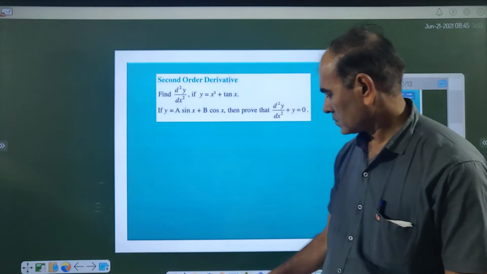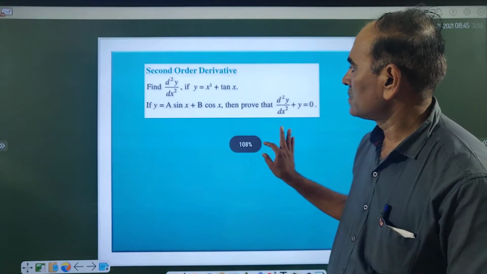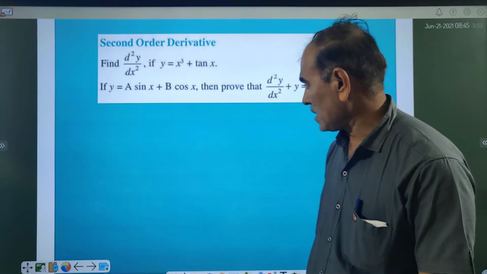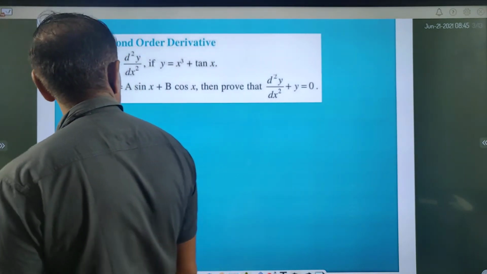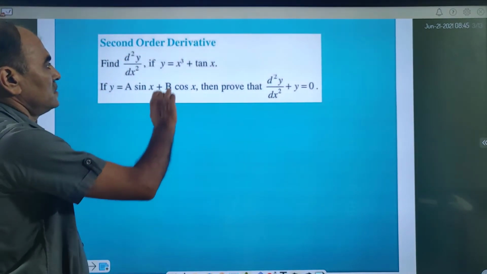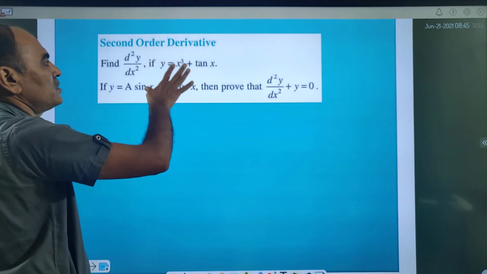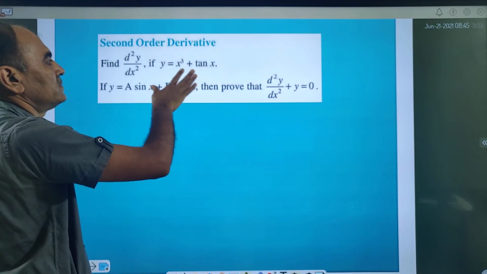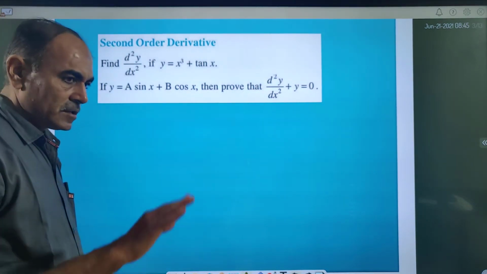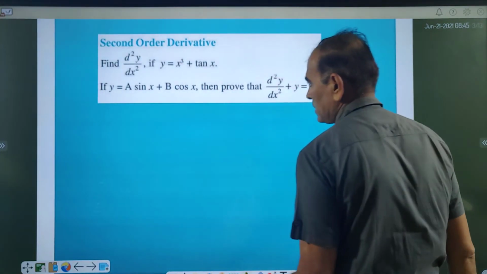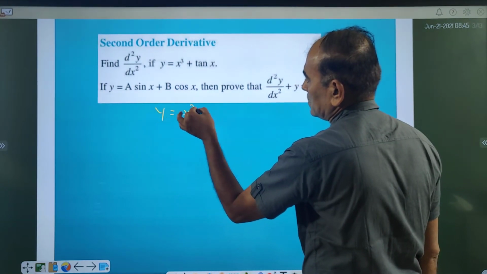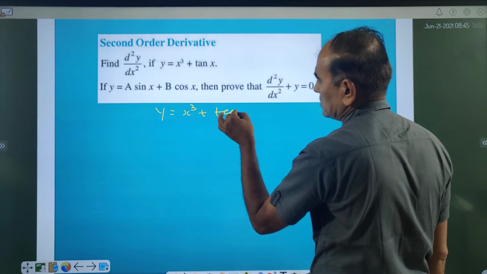Here, what is given? Find d2y by dx square if y is equal to x cube plus 10x. Here the ordinary form is given. They want it in terms of x. y is equal to x cube plus 10x is given to us. Differentiate once again, derivative. Here y is equal to x cube plus 10x.